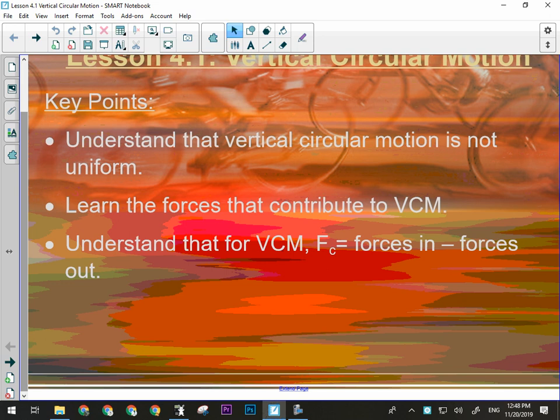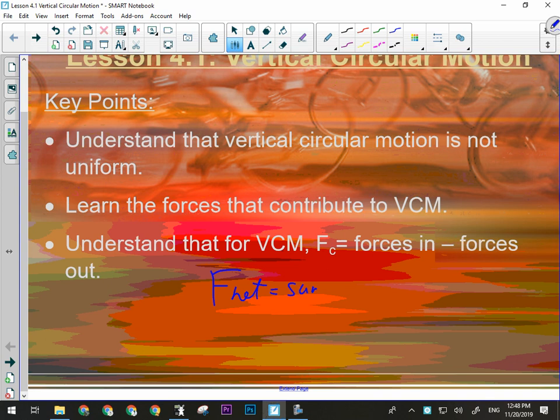Now, that's not a new formula, because all that formula is this. Net force is the sum of all forces. I'm subtracting the forces acting out from the forces acting in. As long as I get a number there, then I have a net force into the circle, and the object travels in a circle. Everybody follow on that? So really all we're doing is calculating net force.